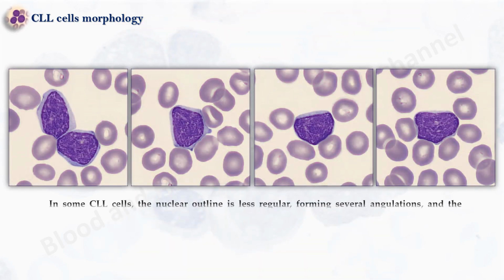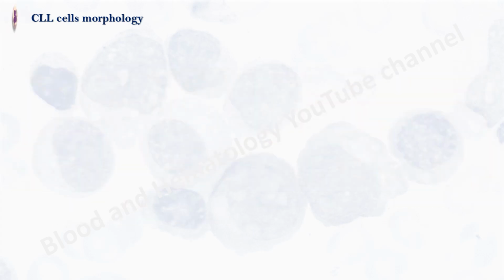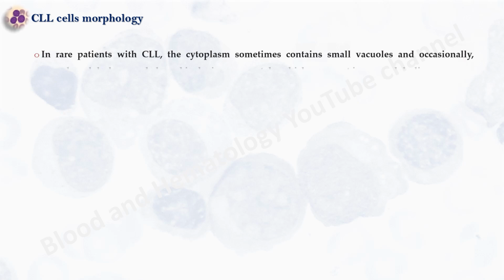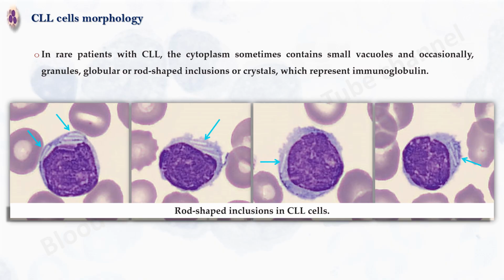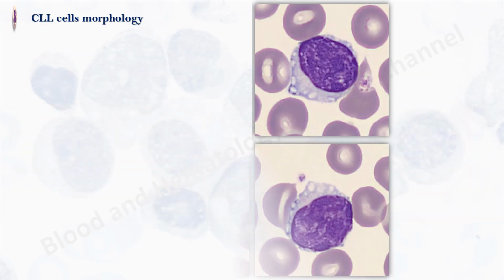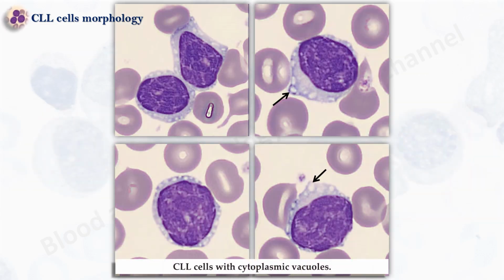In some CLL cells, the nuclear outline is less regular, forming several angulations, and the chromatin mass has a smoother appearance. In rare patients with CLL, the cytoplasm sometimes contains small vacuoles and occasionally granules, globular or rod-shaped inclusions or crystals, which represent immunoglobulin. CLL cells with cytoplasmic vacuoles.